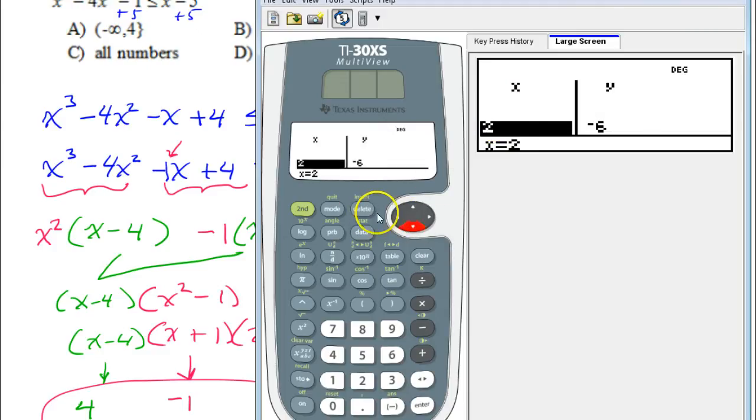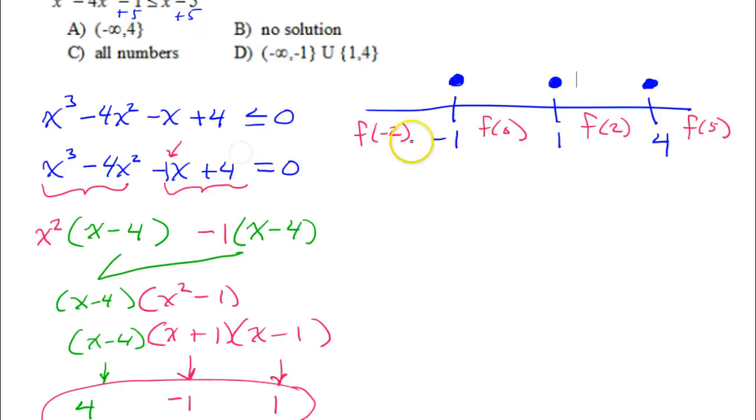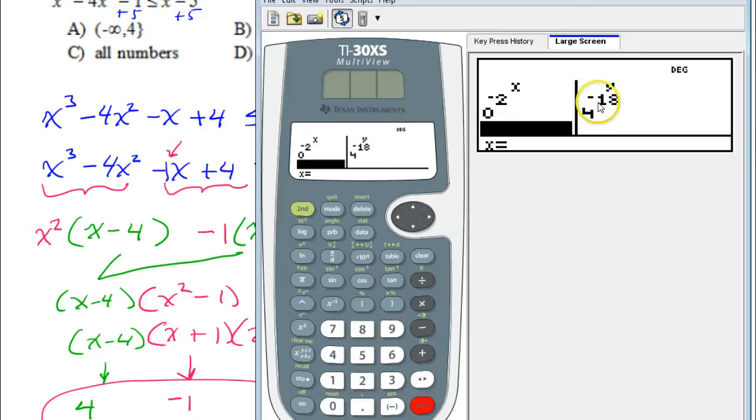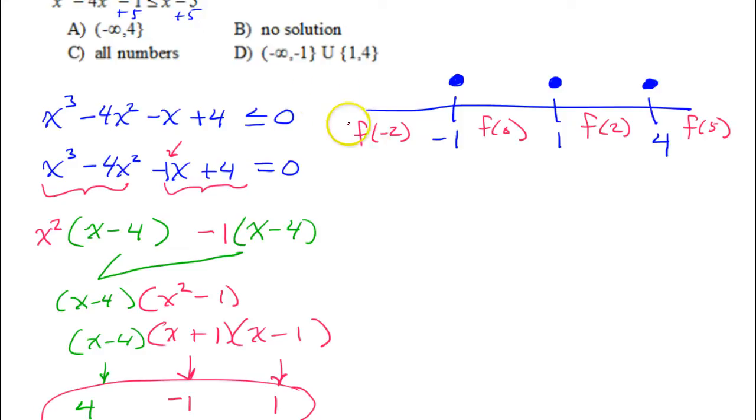I'm just going to delete these to be really clear what's going on. So my test values are -2 and 0 and +2 and 5. So let's start with -2 and 0. I could put in -2 and 0 at once. That gives me -18 and 4 for the values of the function. So here I've got -18 and 4.